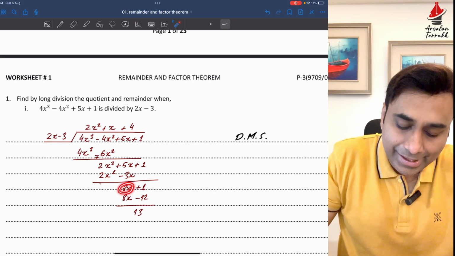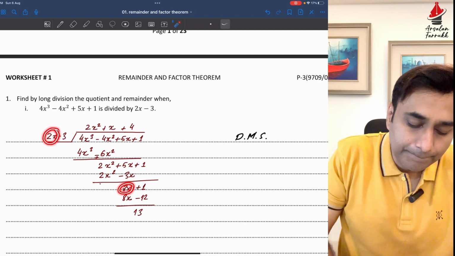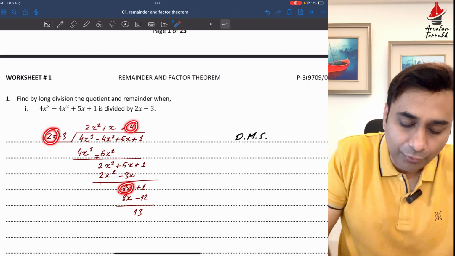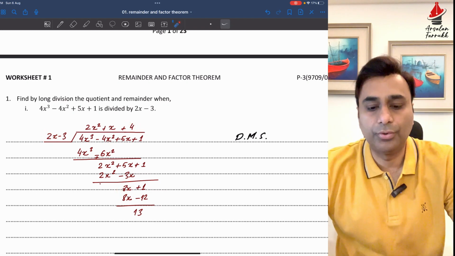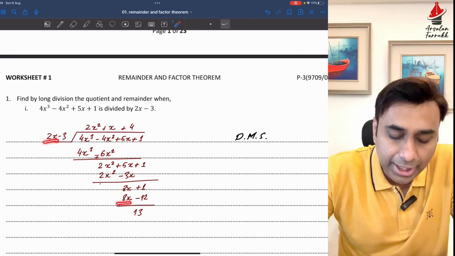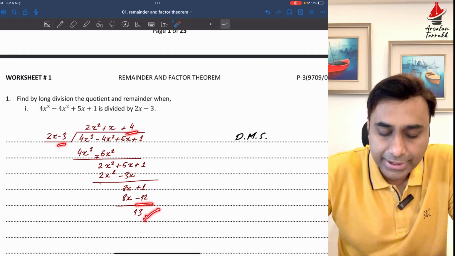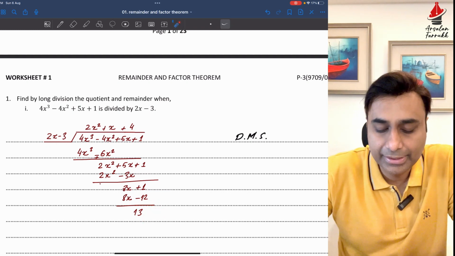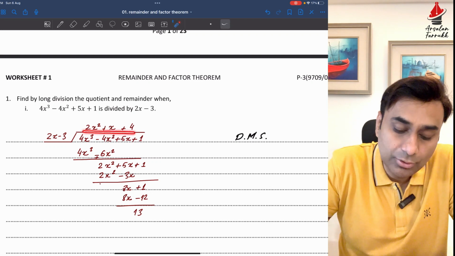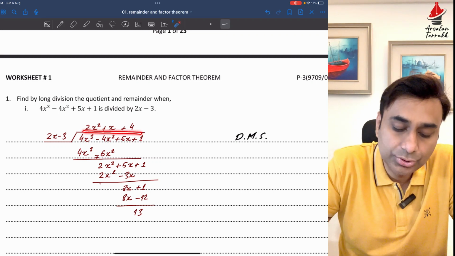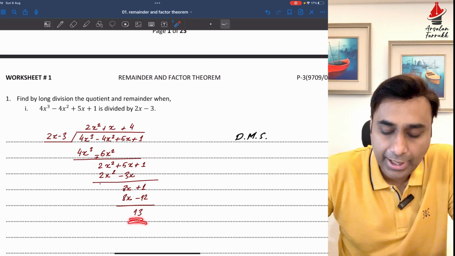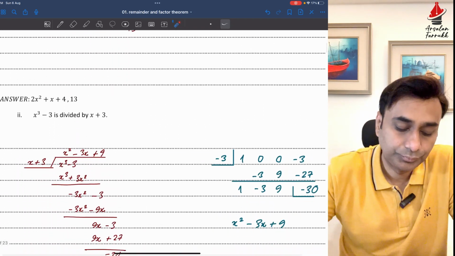Lastly, I would divide 8x by 2x, and I will get 4, which is my last term of the quotient. So 4 times 2x gives me 8x, minus 3 times 4 gives me minus 12, and when I subtract it, I get 13. So after doing this long division, I got a quotient as 2x squared plus x plus 4, and I got a remainder as 13.